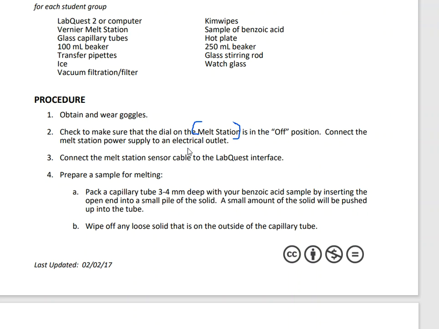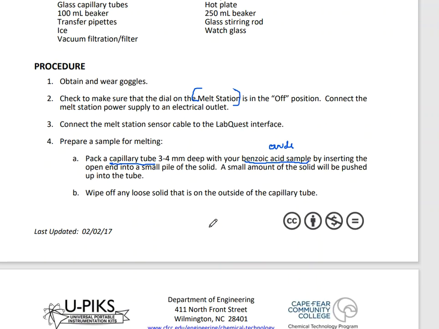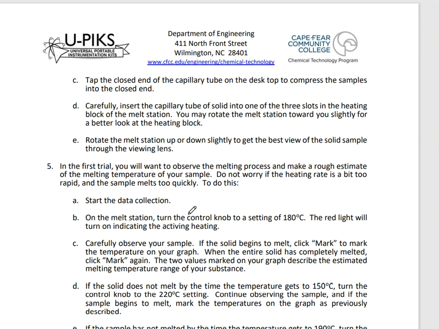Number 4, it says prepare a sample for melting. So you're going to get a capillary tube just like you did before. You're going to put some of the benzoic acid sample that we provide you, and this would be the crude, into the capillary tube, and then you'll put it into the melt station and you will record the melting point. When does it melt? And you'll record that temperature down. All right, so that's what step number 4 is basically going to tell you.